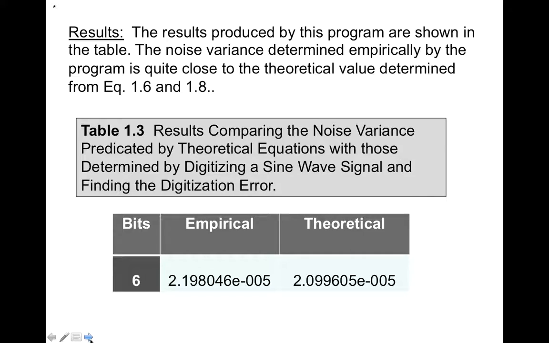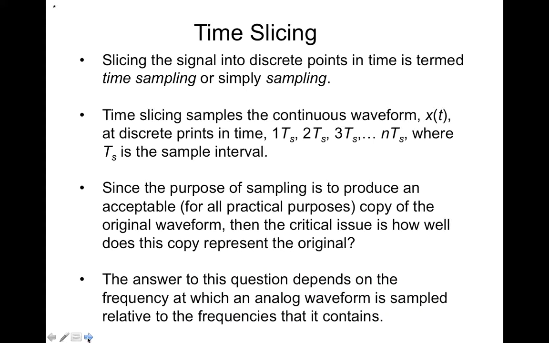So the noise variance that's determined empirically is pretty close to the theoretical value. The empirical calculation is just done through that MATLAB program. The theoretical value is done through that formula that we saw on a previous slide. The other thing that happens when you sample is that you're sampling at discrete time points. So in addition to amplitude slicing or quantization, you also have sampling, or specifically sampling at given times.